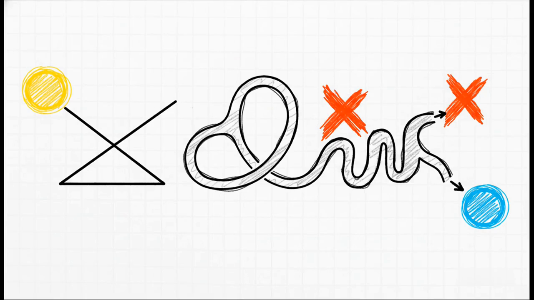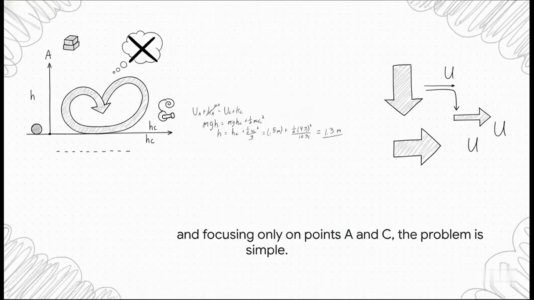Gravity is something we call a conservative force. Now, that's just a fancy way of saying that gravity doesn't care about the path you take. It only cares where you start and where you end. And because of that, the crazy complicated loop in the middle doesn't matter at all. We can literally just ignore it. All that matters is point A, the start, and point C, the end. And just like that, the whole problem becomes, well, beautiful and simple.